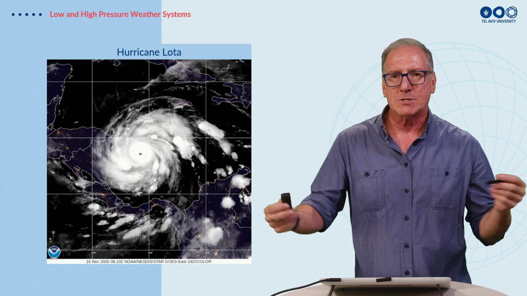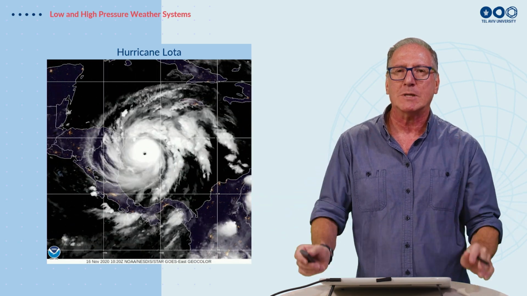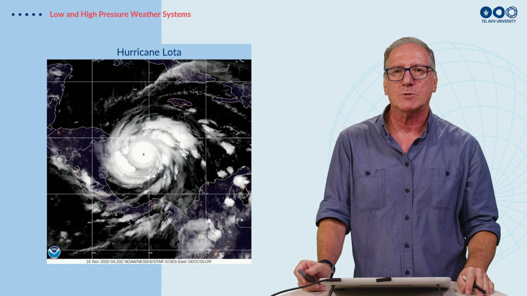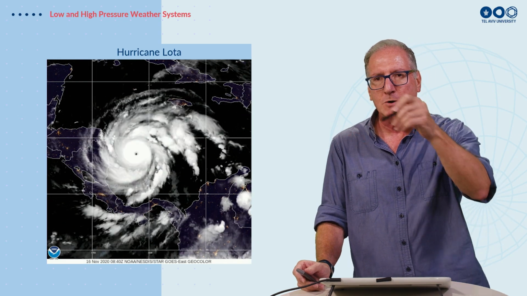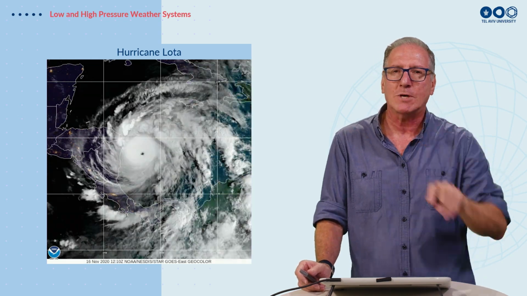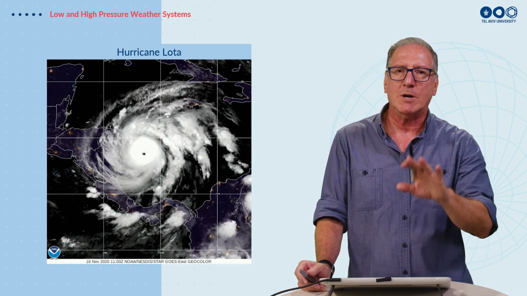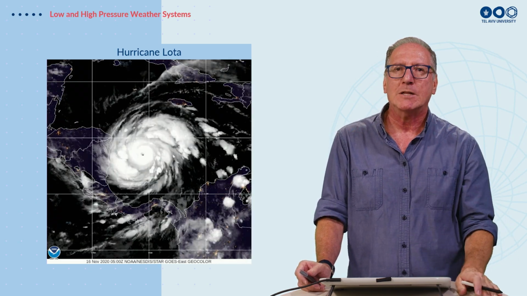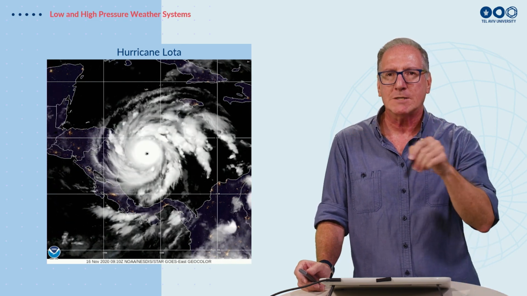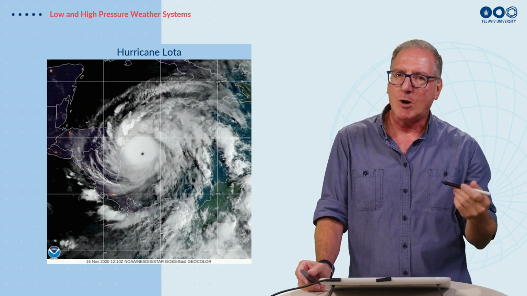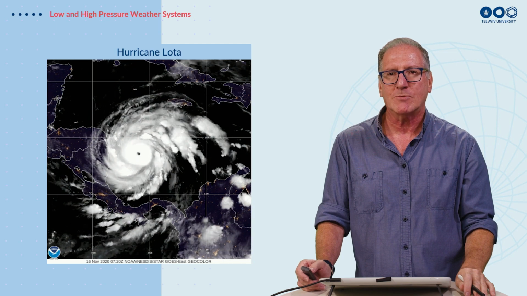And the winds start to converge towards the middle because of the pressure gradient force, but because of Coriolis, they get bent and diverted, and they're rotating around the center. So every storm, every low pressure cell, every hurricane in the northern hemisphere will always rotate anti-clockwise, and the opposite in the southern hemisphere.